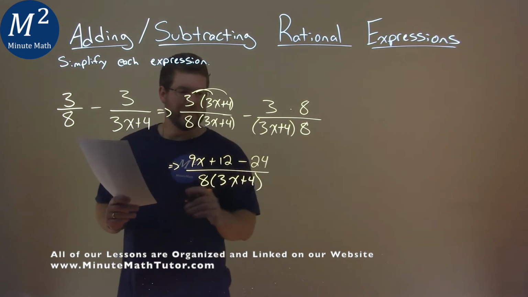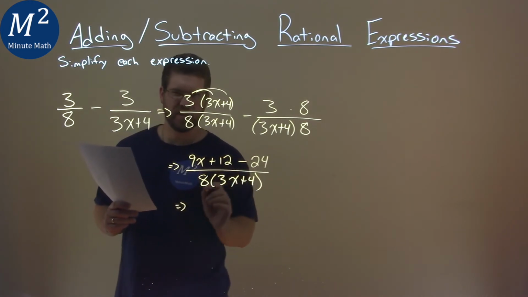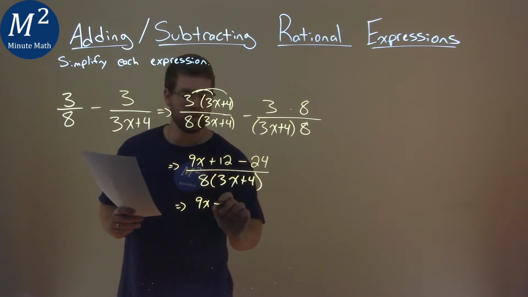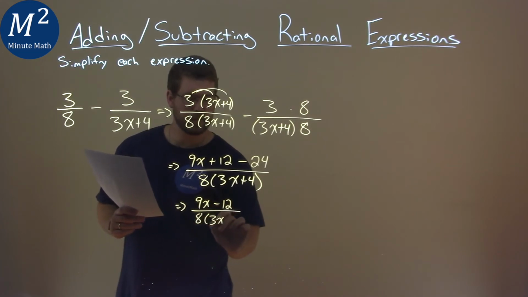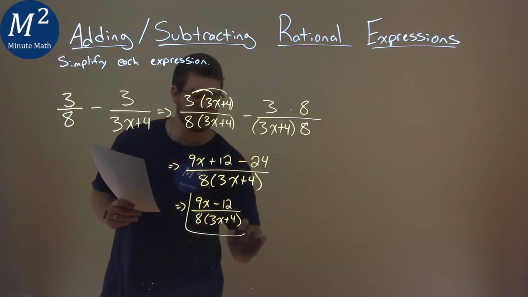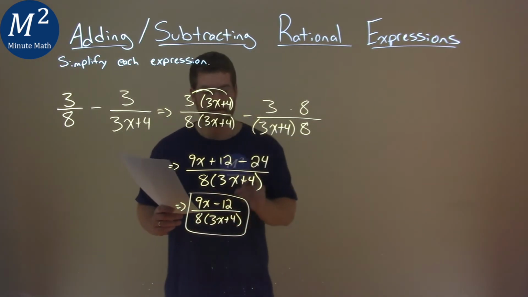Well then from here we need to simplify this. So 9x can't really combine with anything else, 9x here. But 12 minus 24 is minus 12. And that's going to be over 8 times 3x plus 4. And so this cannot simplify anymore, and so our final answer is 9x minus 12 over 8 times 3x plus 4.